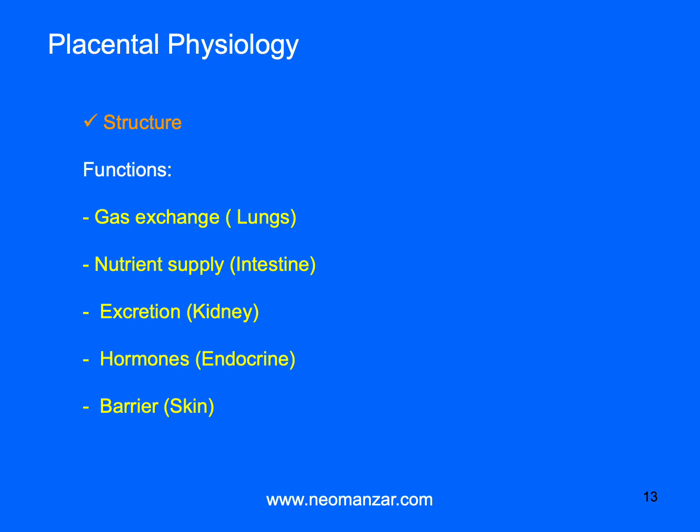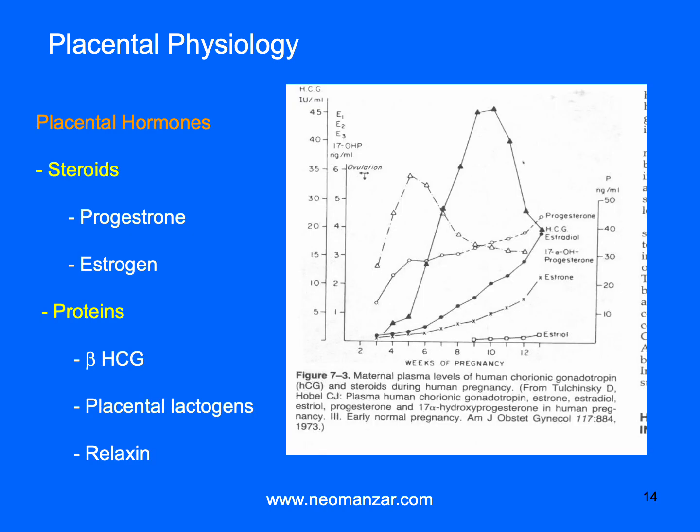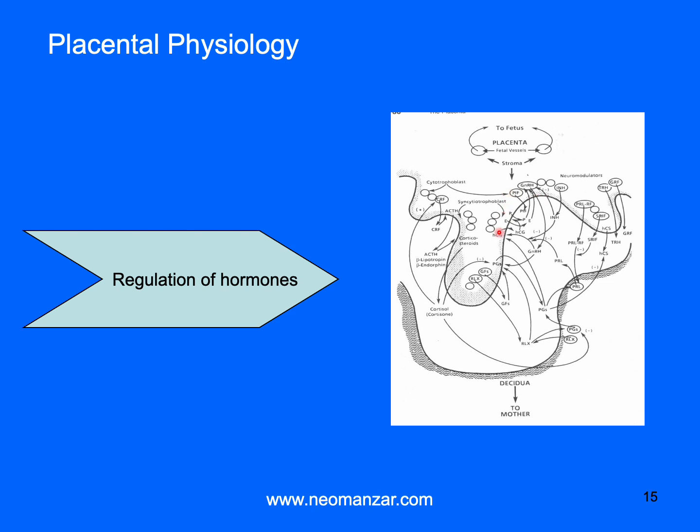So what are the functions of the placenta? Of course, the fetus is not doing anything, so the placenta is basically taking care of all the functions: gas exchange, nutrient supply, excretion, hormones, and of course a barrier with the amniotic fluid and other things. This is another slide showing the hormones which the placenta secretes and controls. If you want to know how it regulates, look at this picture. It's a very complicated system, and nature has designed it in a fantastic way to make sure that the fetus gets what it needs and grows well.